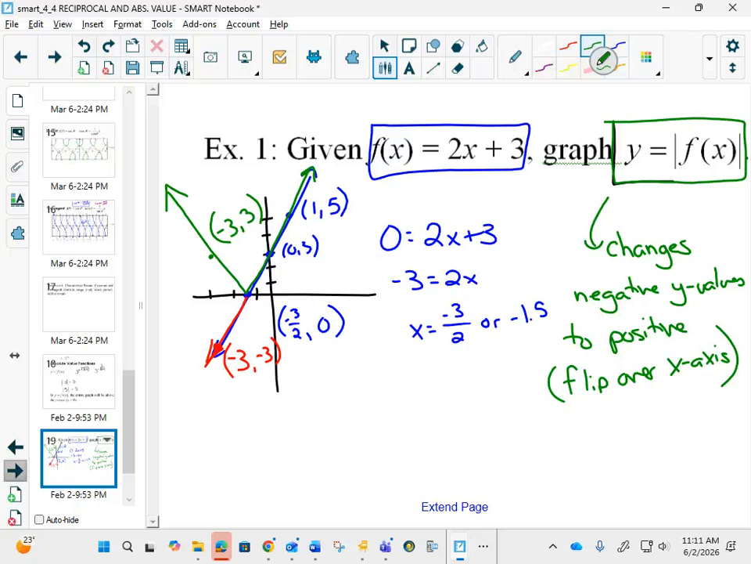And that is graphing absolute values of functions. All you're going to have to do is take the parts that are below the x-axis, flip them over the x-axis to get your new graph.